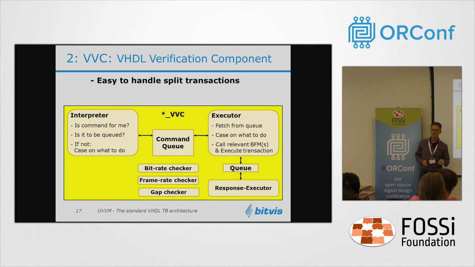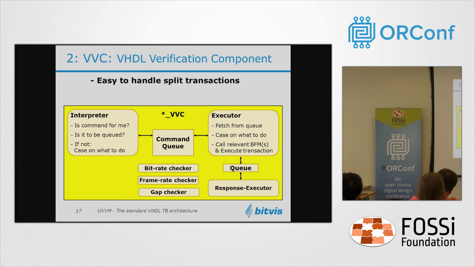Split transactions are a major problem in many test benches, because basically you're issuing a command. For instance, on Avalon, you're doing a read request command, and then before you get the result back from the device in the test, you may actually issue another command and another one before you get the result back from the first. That's a split transaction. In that case, in this system, it's that simple.